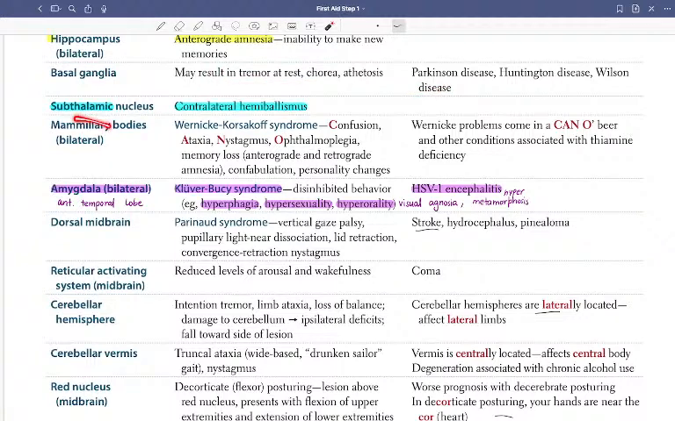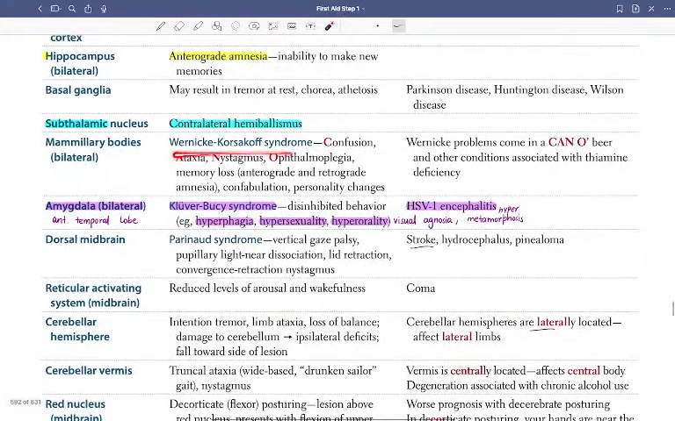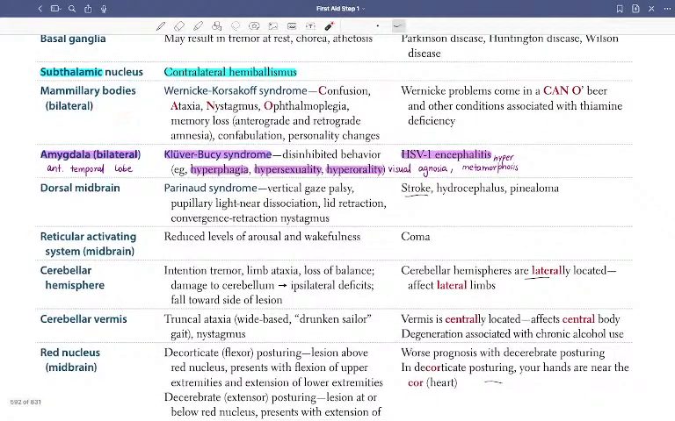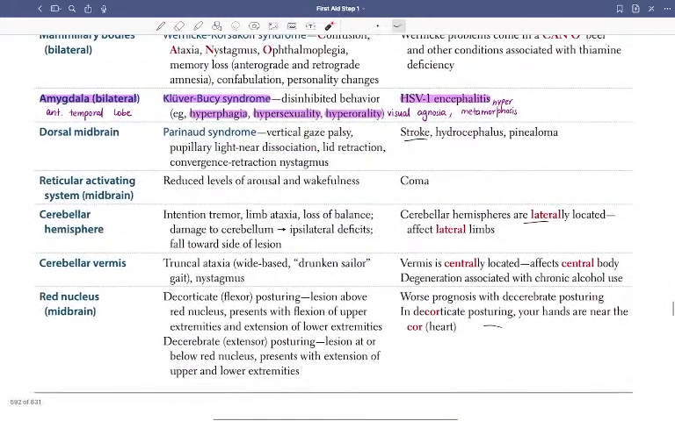And obviously EPS, you have to remember that, and the anti-haloperidol and stuff. Next is subthalamic: contralateral hemiballismus. This has come. Subthalamic nuclei, you have contralateral hemiballismus. Next, mammillary body: vitamin B1 deficiency, Wernicke-Korsakoff syndrome, with confusion, ophthalmoplegia, ataxia, nystagmus, and anterograde and retrograde memory loss, confabulations, and personality changes. This is all this thing. Next, amygdala, Kluver-Bucy. This is everything hyper: will eat more, have more sex, hyperorality, also disinhibited behavior, HSV encephalitis. Okay, visual agnosia, hypermetamorphosis.